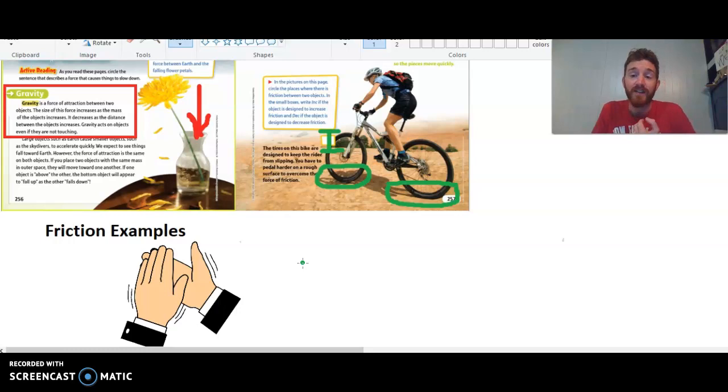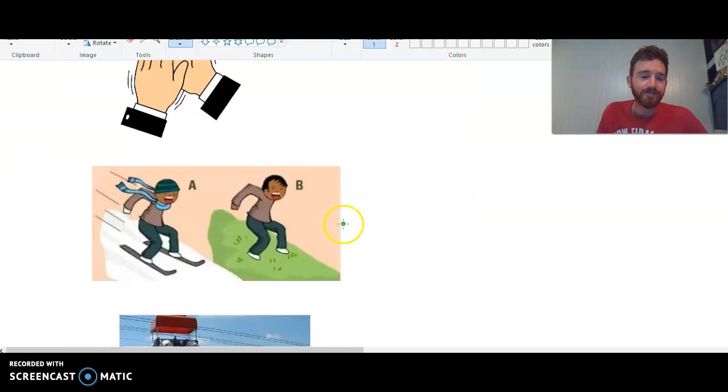Friction produces heat as well. So when we have that rubbing going on, that's why we rub our hands together in the wintertime when we're cold, it creates a little bit of heat. And so that's a good example of causing more friction, okay?